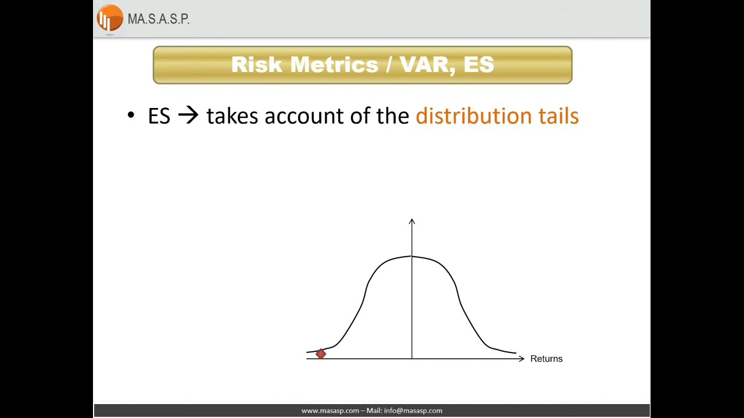Here, we further upgrade our risk assessment, introducing the expected shortfall, abbreviated as ES. That takes into account the tail of the profit and loss distribution, meaning that we estimate the average loss that we incur in the unlucky event that the return is worse than the VAR figure.